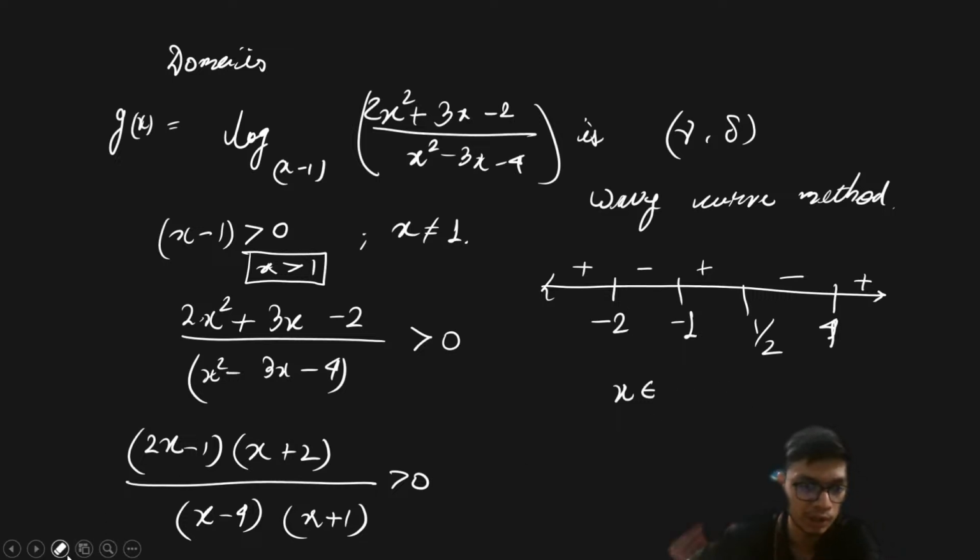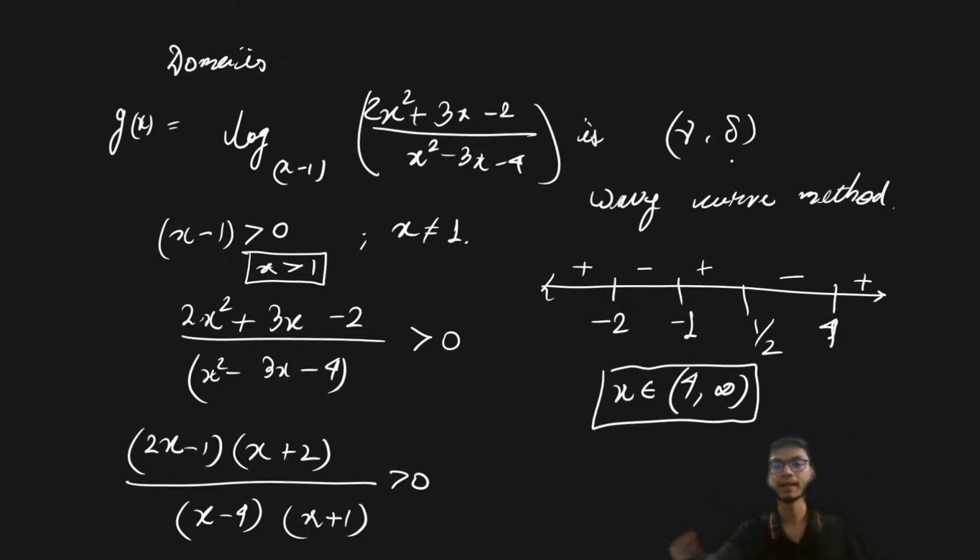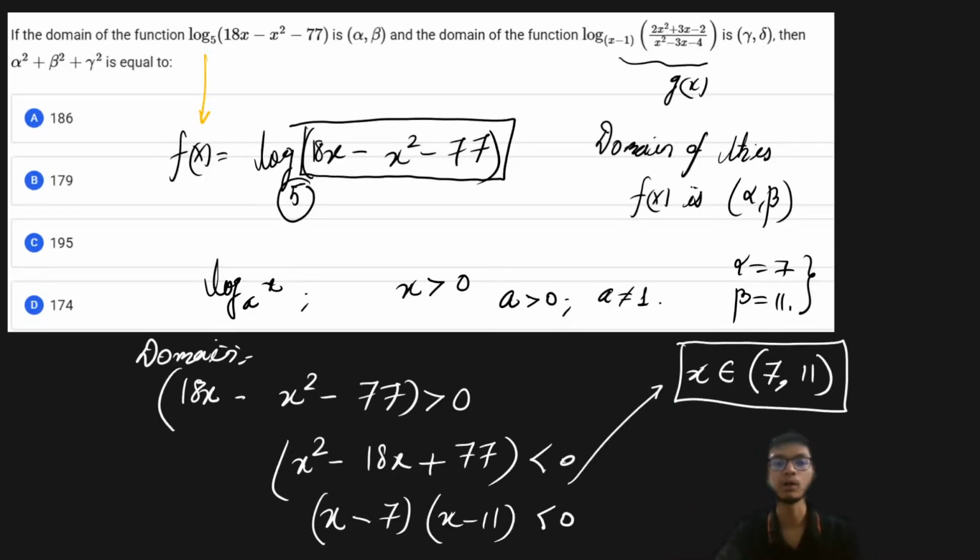So if we take x to be greater than 4, then only the condition is satisfied. So it is going to be 4 to infinity, and in this question it's mentioned as (gamma, delta). So gamma is equal to 4 and delta is infinity, and ultimately we have to report the value of alpha squared plus beta squared plus gamma squared, which is simply going to be equal to 186. So the correct answer for this problem is option A. I hope this part is clear to all of you. Please let me know if this is clear or not.